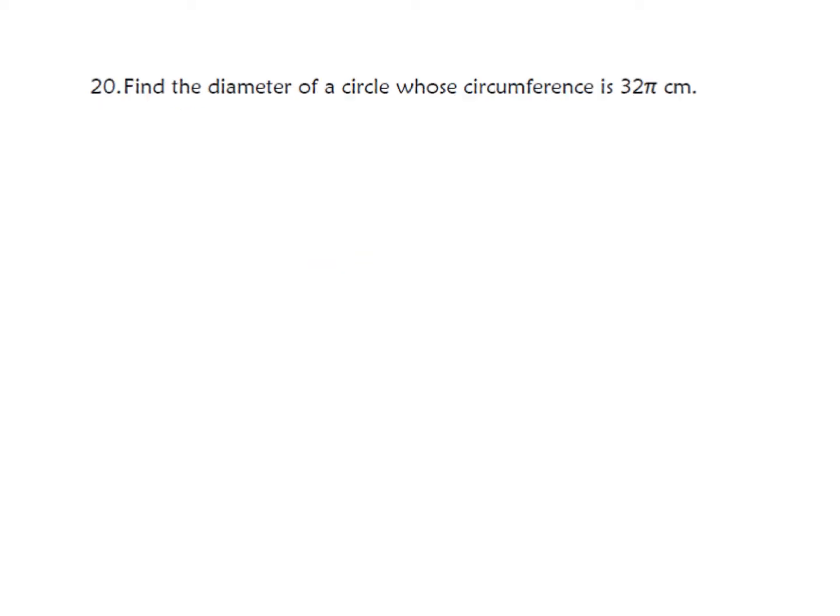The next one says, find the diameter of a circle whose circumference is 32 pi. So with a diameter, circumference is equal to pi times diameter. Okay, so my circumference is 32 pi. I want to solve for diameter. So now I can divide by pi, which will be a unit of 1 there. So then the diameter is 32 centimeters.